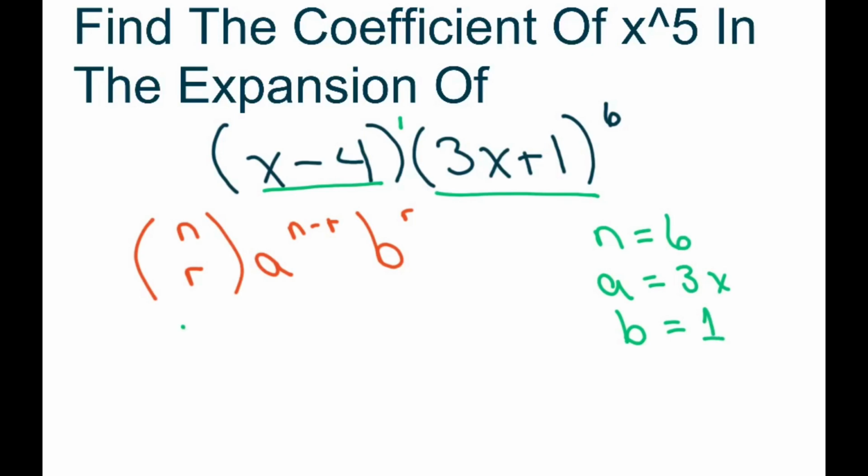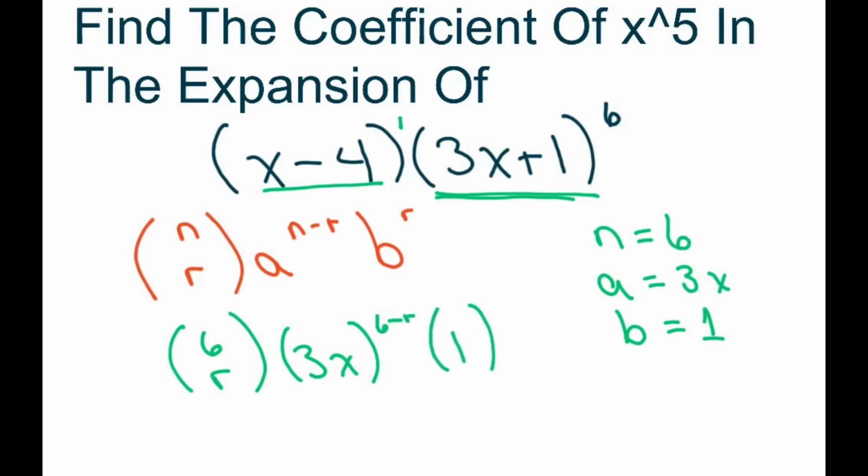And as you fill that in, again, just for this part here, you get 6 choose r, and the r is what we're going to have to look for. And our a is 3x to the 6 minus r, and our b is just 1 to the r. And then what we're going to end up doing is distributing our x minus 4.